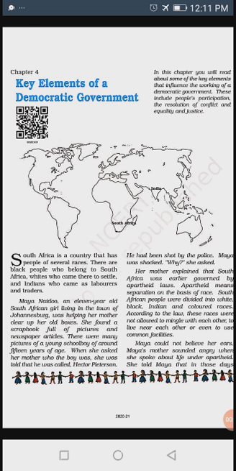a democratic government. See students, in our previous chapter, that is what is government, in that lesson we had studied the levels of government, that is local level, state level, and the national level. As well as, if you remember, we also studied the two types of government, that is democratic government and the aristocratic government. So students, in this chapter number 4, key elements of a democratic government, we are going to study only the democratic government.